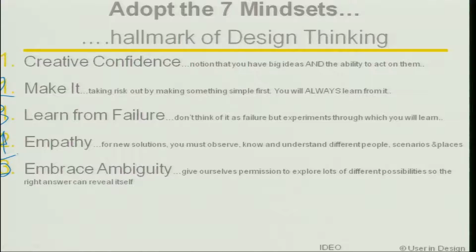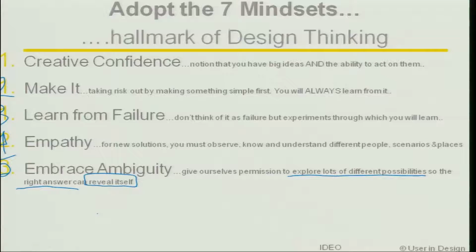Embrace ambiguity. Like I said, think of exploring lots of different possibilities with the notion that many of them will be thrown away. But unless you have different possibilities, the right answer will not reveal itself. Okay? This is a very important word. Remember, it's not that you will come up with the right answer. The right answer will reveal itself, and this is a process that lends itself very well to that revelation, that realization of what is the right design.